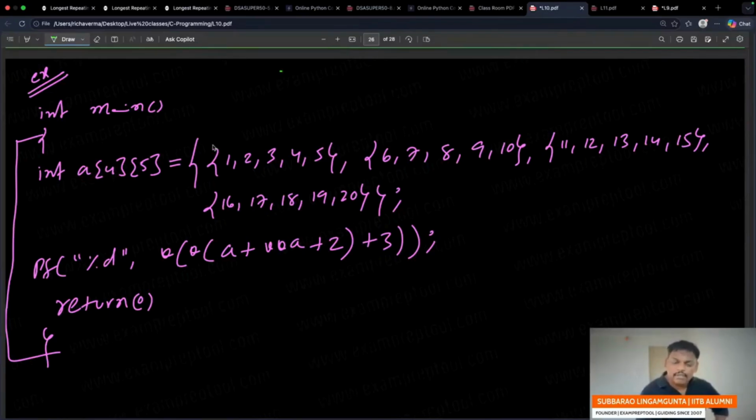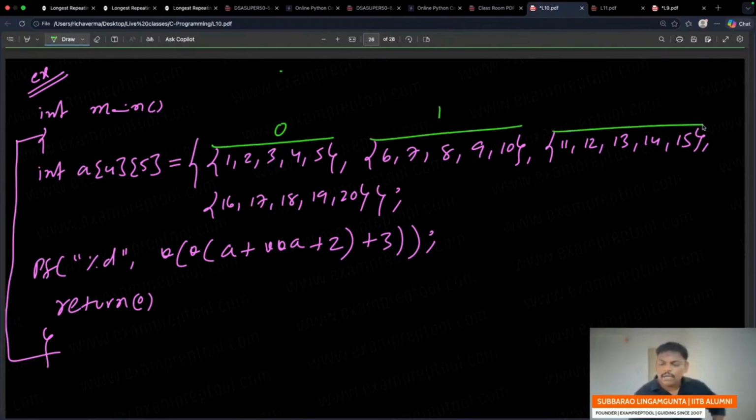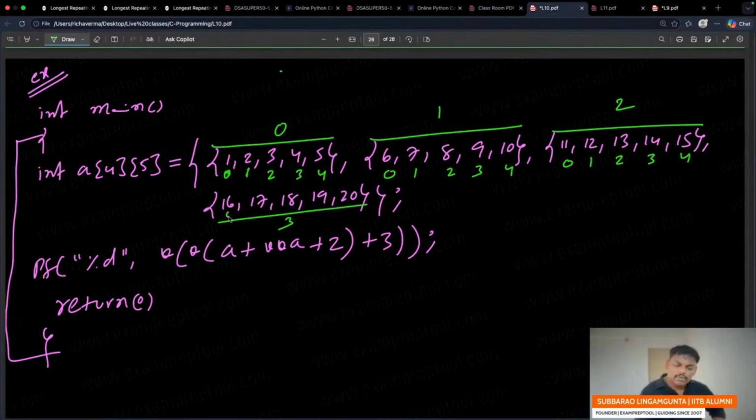We have the 0th row, first row, second row, third row, totally 4 rows. Every row contains 5 columns: 0th column, first column, second column, third column, fourth column.